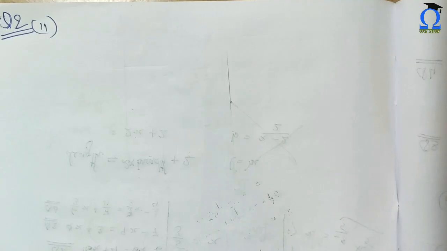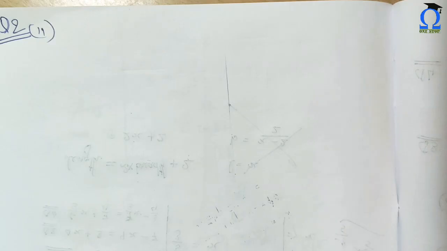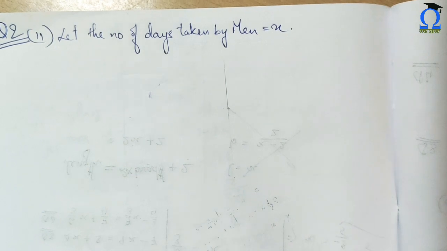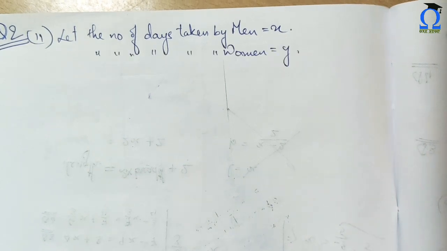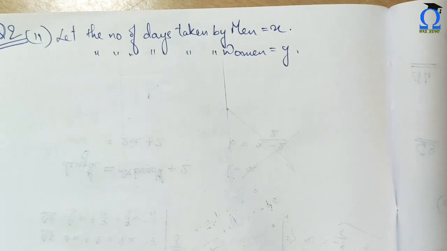Now moving on to question number 2, second part. They are saying 2 women and 5 men can do a piece of work together in 4 days. Now let the number of days taken by the men be x and by the women be y. Now see, I have taken the number of days here. This is very important. Listen to me very carefully. I have taken the number of days.